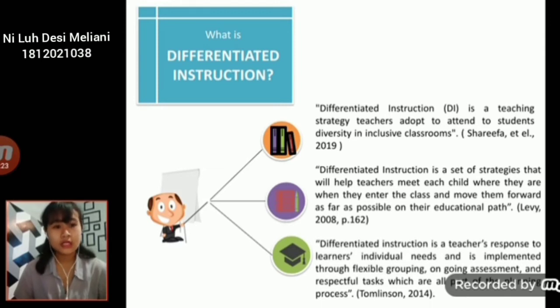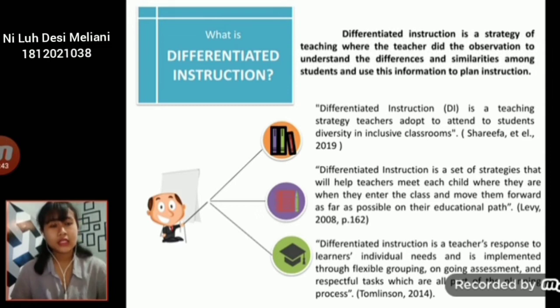And according to Tomlinson 2014, differentiated instruction is a teacher's response to learners' individual needs and is implemented through flexible grouping, ongoing assessment, and respectful tasks, which are all part of the planning process. So it can be concluded that differentiated instruction is a strategy of teaching where the teacher does observation to understand the differences and similarities among students and uses the information to plan the instruction.